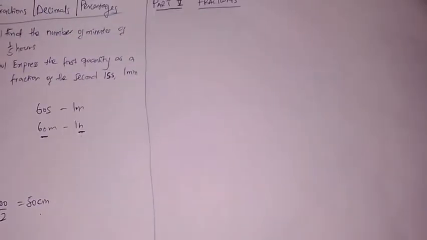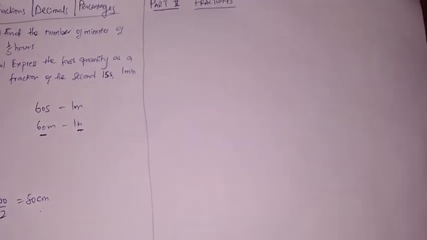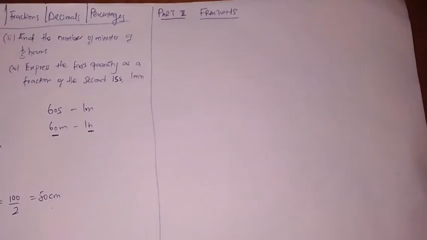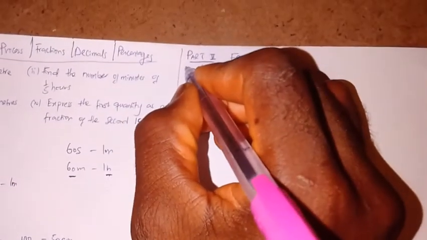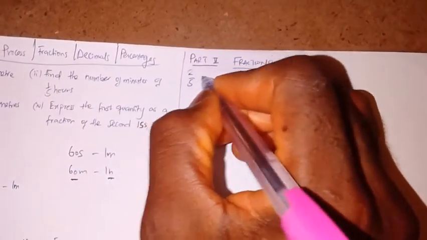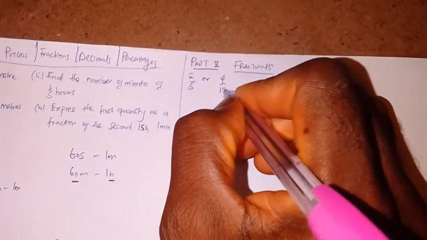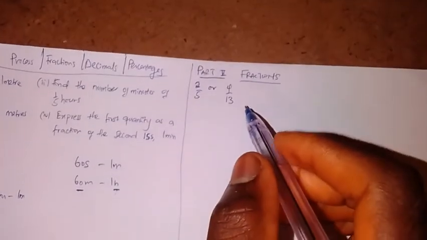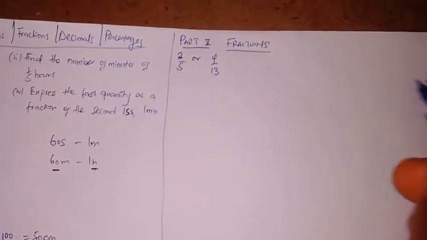Now, this question here I have with me. Which fraction is greater, 2 over 5 or 4 over 13? Now, how do you solve this question? To know which is greater, the idea is what?